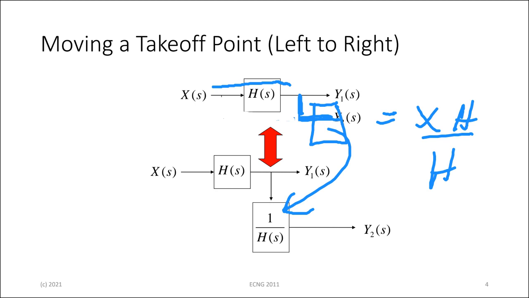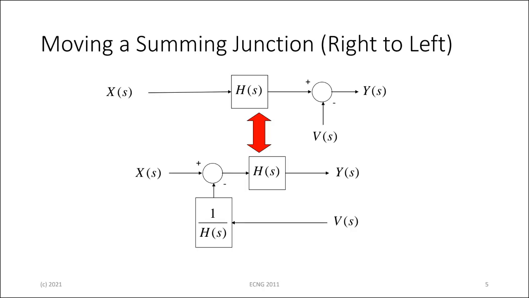Just the opposite, but you simply figure it out by watching the particular output as it happens. Okay, so that's blocks. What about summing junctions now? The first one is takeoff points, right? A takeoff point is like you take a wire and you splice another wire into it. That's fine. What about a summing junction?